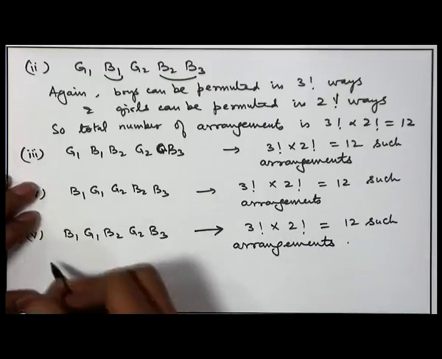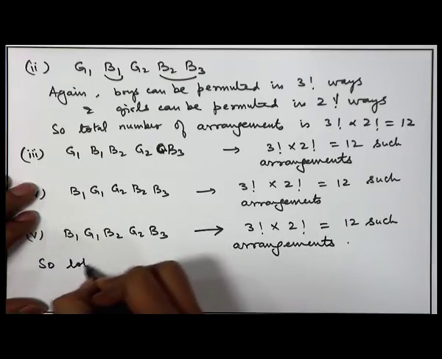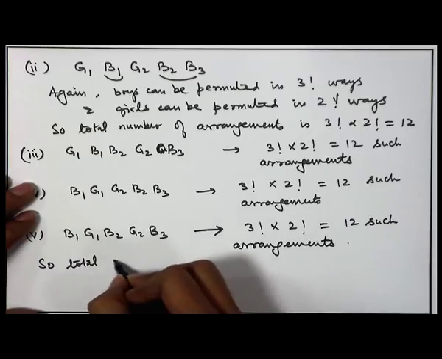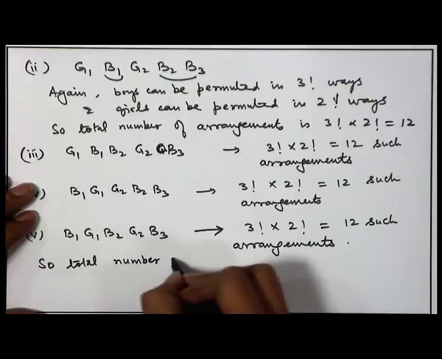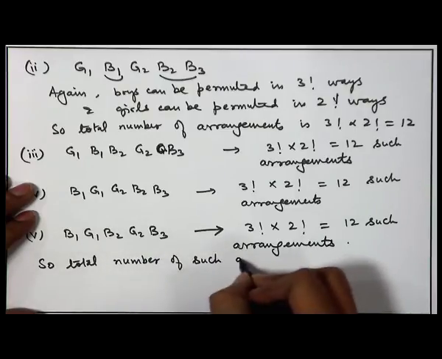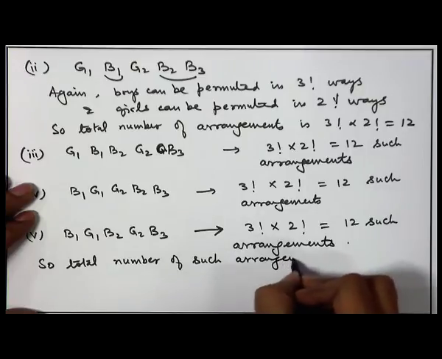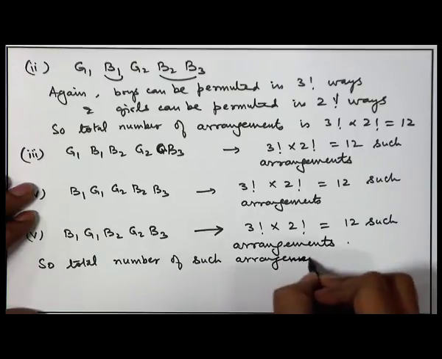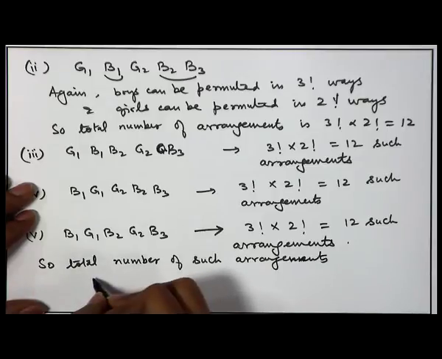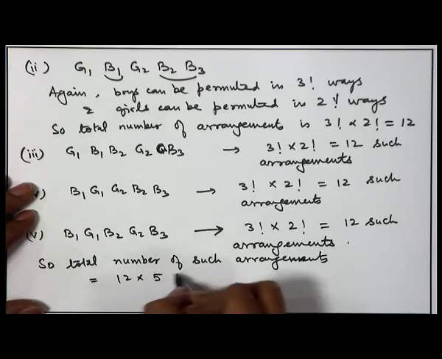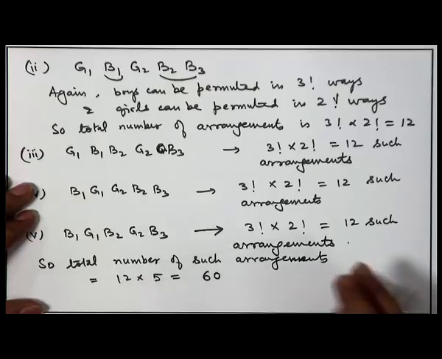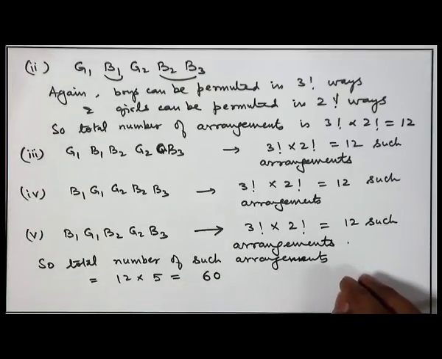So, if you look at the total number of such arrangements, we have 12 into 5, that is 60. So, we have used here the addition principle as well as the multiplication principle for finding out the arrangements of 3 boys and 2 girls in a particular way.